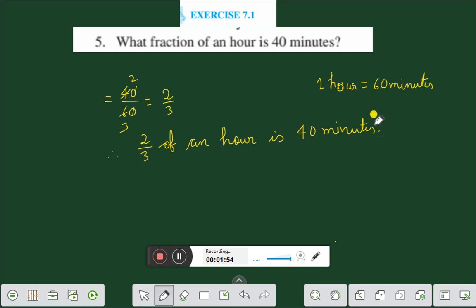Right? The question is, what fraction of an hour is 40 minutes? We know that 1 hour equals 60 minutes. Therefore, out of 60 minutes it is 40. Therefore, 40 by 60, 0, 0 will cut. 2 4s are 4, 2 3s are 6, that is 2 by 3. Therefore, the answer is 2 by 3 of an hour is 40 minutes.